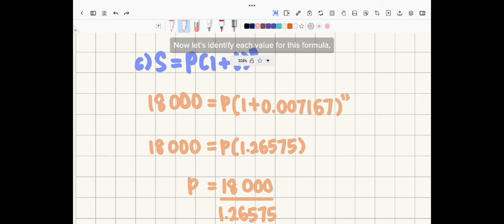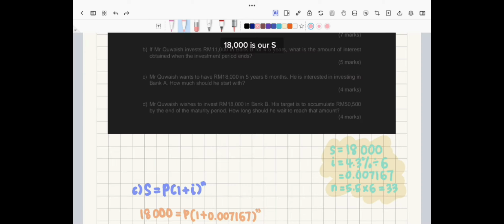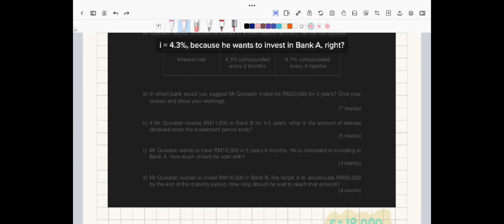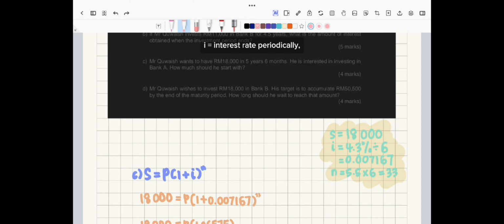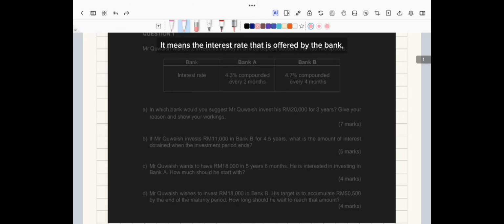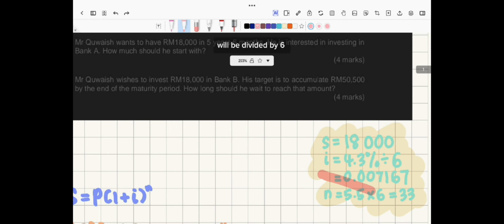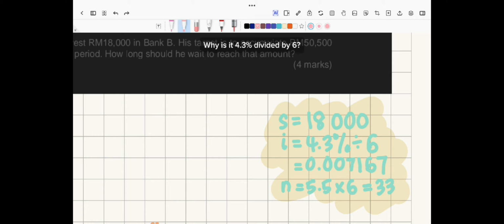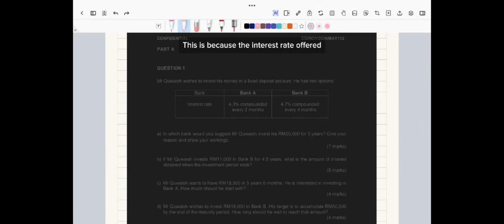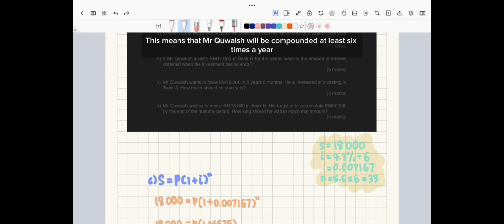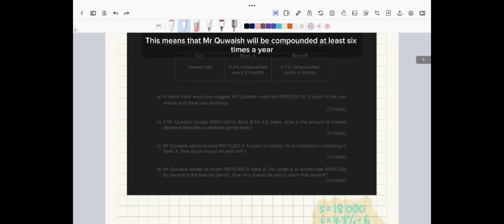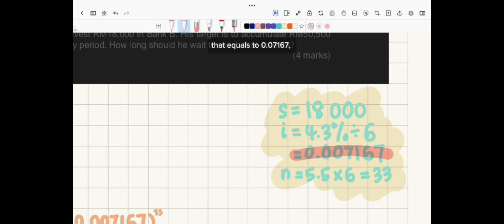Now let's identify each value for this formula first. 18,000 is our S. The rate will be 4.3% because he wants to invest in Bank A, right? i is the interest rate periodically. It means the interest rate that is offered by the bank will be divided by 6. Why is it 4.3% divided by 6? This is because the interest rate offered, 4.3%, is compounded every 2 months. So this means that Mr. Quraish will be compounded 6 times a year. So that equals 0.007167.